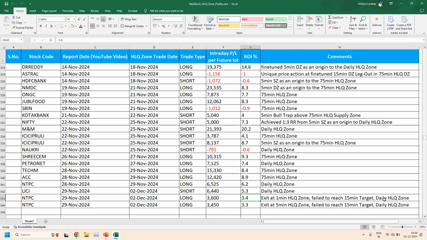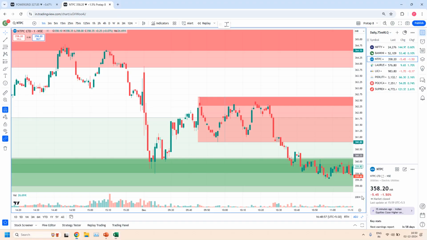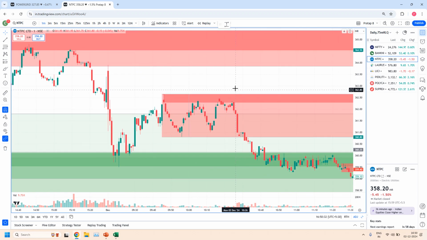It failed to reach the 15 minutes target. Sometimes such HLQ zones will prevent price from moving further up. So these HLQ zones you should properly observe. Only then do you get the right place to exit your trade. Okay, this is the first trade.